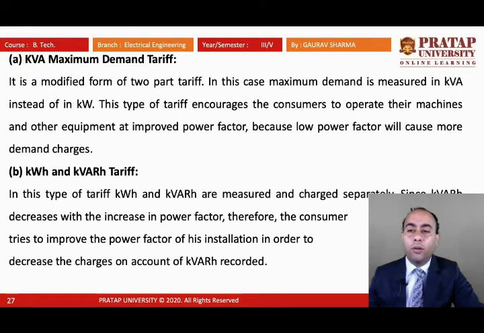Kilowatt hour and kilovolt ampere reactive tariff. In this type of tariff, the kilowatt hour and kVARh are measured and charged separately.